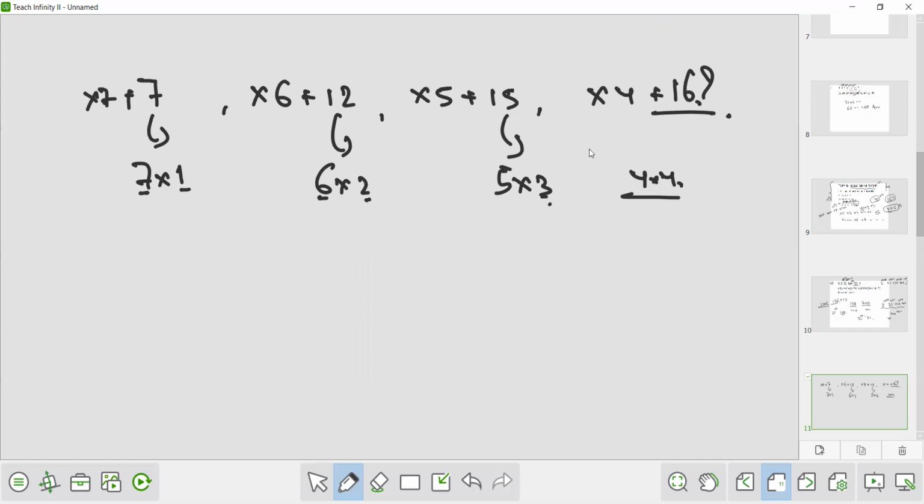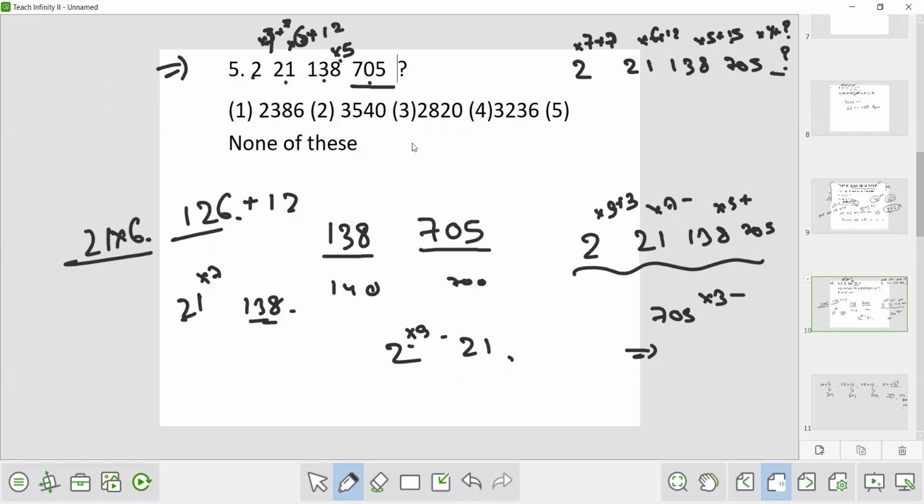So this rule is like this: into 4 plus 16, that is 4 into 4, now 3 into 5, now 6 into 2 into 6, and again 1 into 7. If the series keeps on going, it will be till here. So now in this question, we came to know that it will be 705 into 4 plus 16.